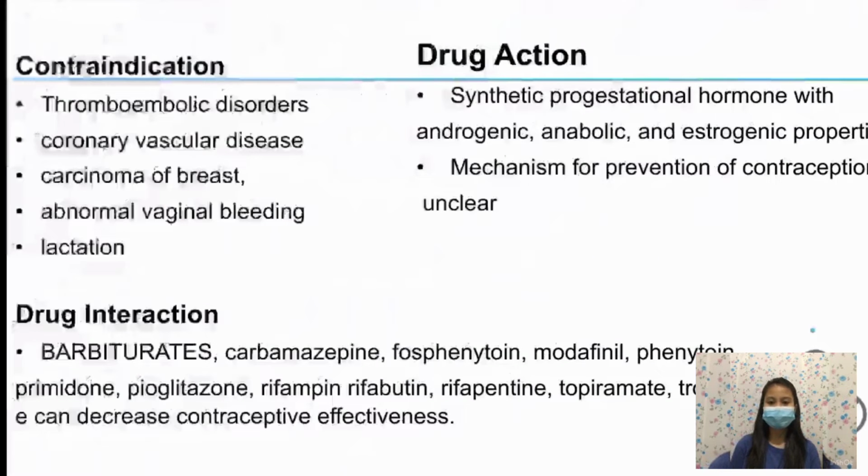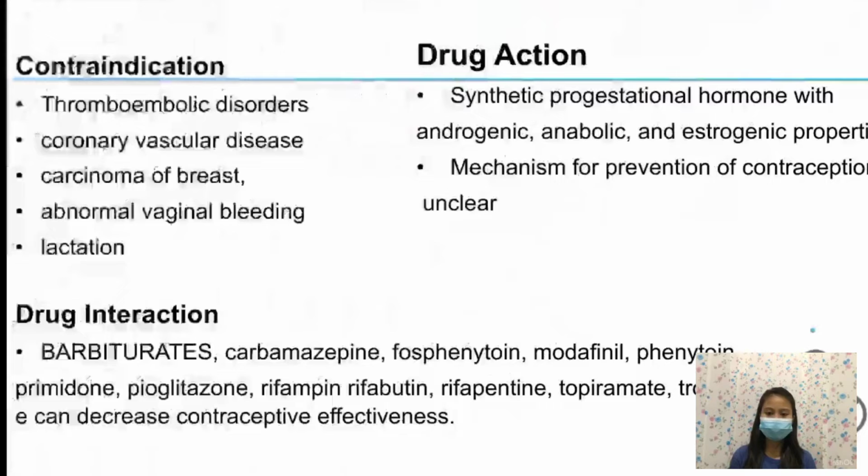Contraindication, thromboembolic disorders, coronary vascular disease, carcinoma of breast, abnormal vaginal bleeding, and lactation. Drug action, synthetic progestational hormone with androgenic, anabolic, and estrogenic properties. Mechanism for prevention of contraception unclear. Drug interaction, barbiturates, carbamazepine, fosphenytoin, modafinil, phenytoin, primidone, rifampin, rifabutin, topiramate, and troglitazone can decrease contraceptive effectiveness.